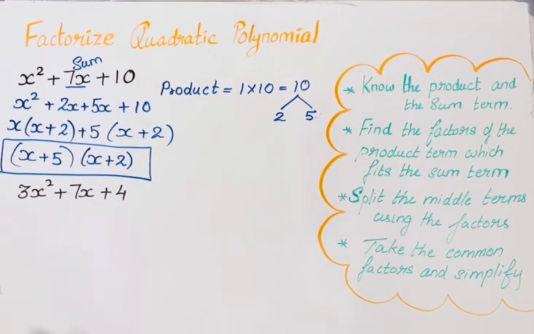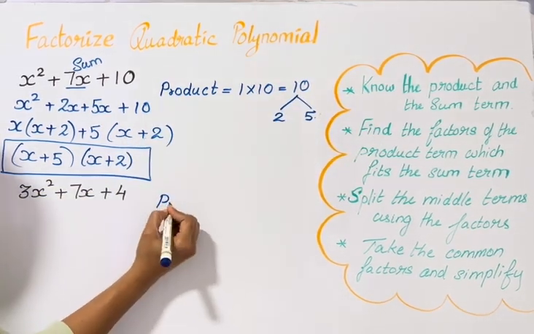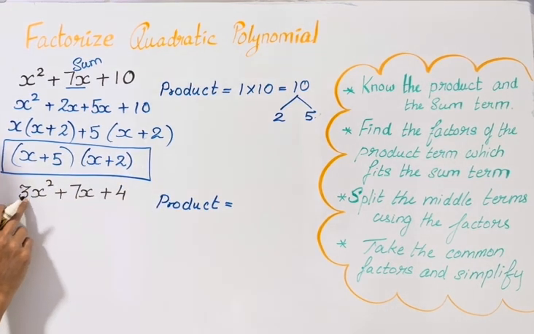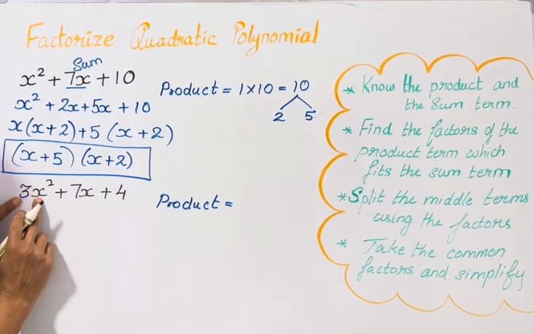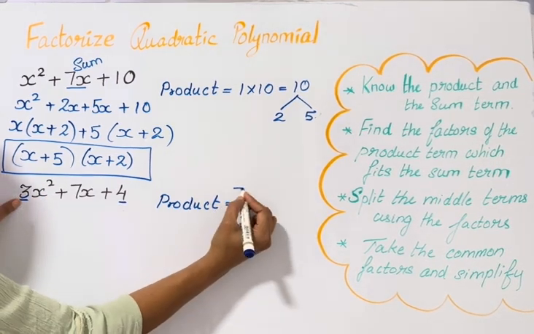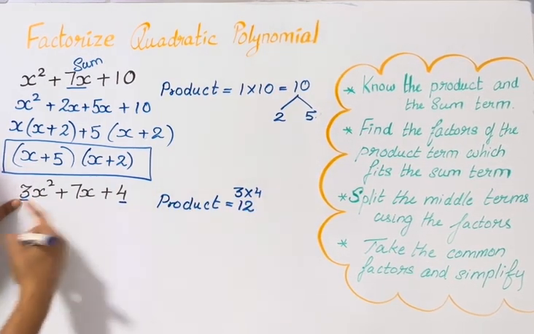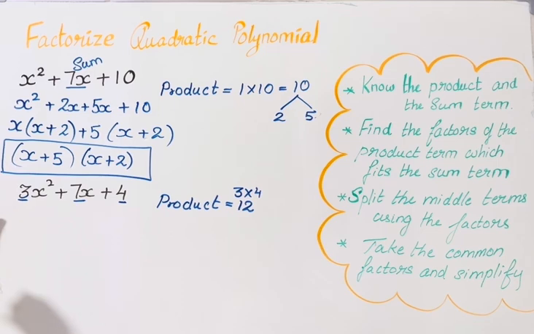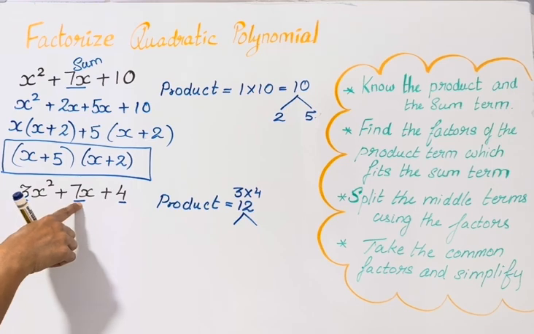One more example. Here, know about the product and the sum term. The product term is the product of the x square coefficient and the constant. The x square coefficient here is 3 and the constant is 4. So the product is 12. The product term is 12 and the sum is 7x.